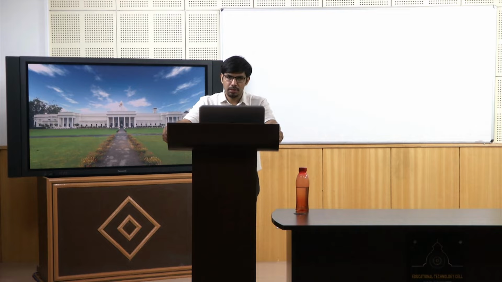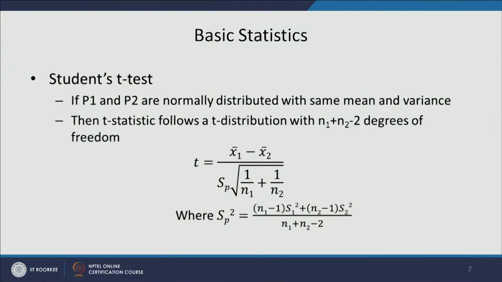As we discussed in the previous lecture, the most common type of hypothesis testing that we actually do is about the difference of means. So, let us take this example. If P1 and P2 are normally distributed with the same mean and variance, then the T statistic follows a T distribution with N1 plus N2 minus 2 degrees of freedom. We talked about this particular formula of the T statistic in the previous lecture as well.